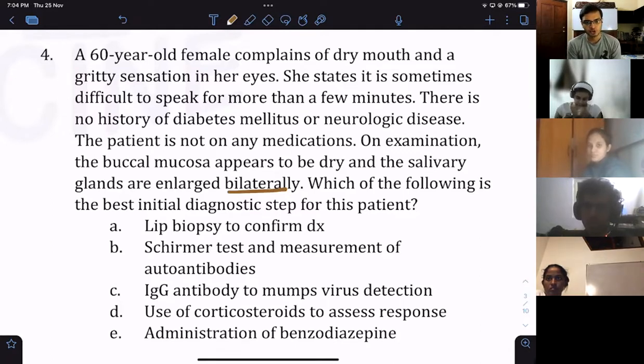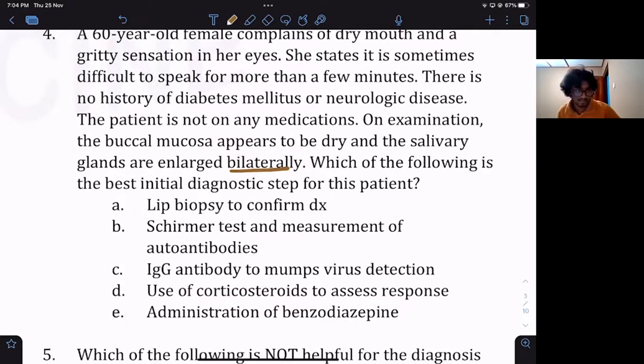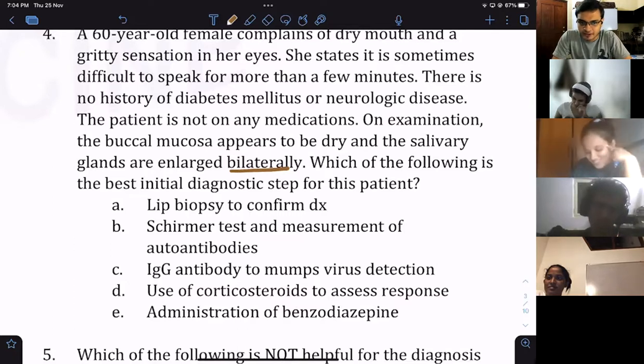Then use of corticosteroids to assess response, not very important. Administration of benzodiazepine. Why is this option here? Juniors, I don't expect you all to know. Seniors, interns, why is this option here? Administration of benzodiazepine. Let me ask the seniors. Who is here? Panchali. Who else? Tiara. Why is this option here? Can you venture a guess?